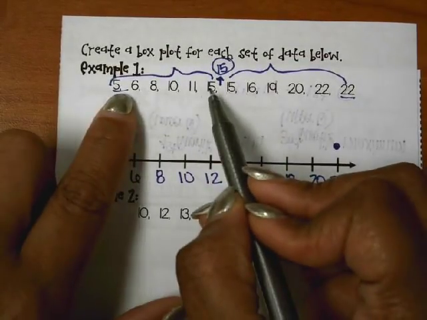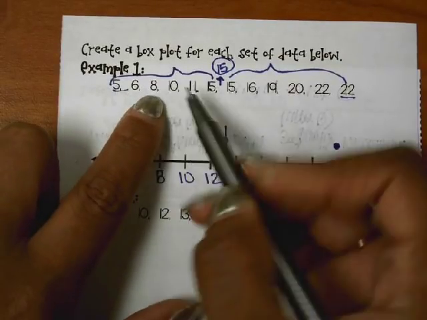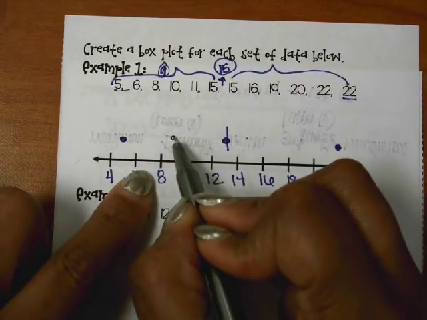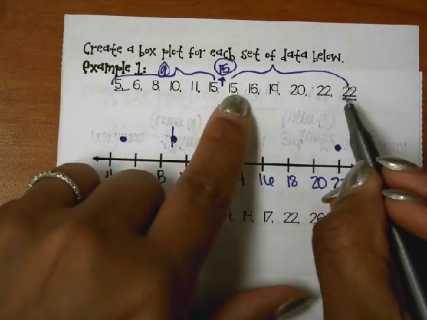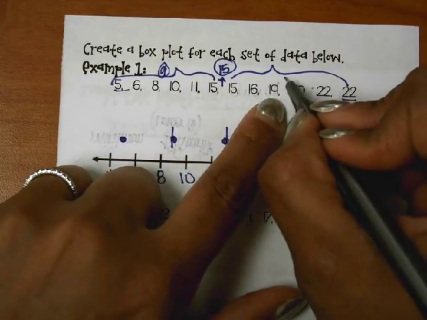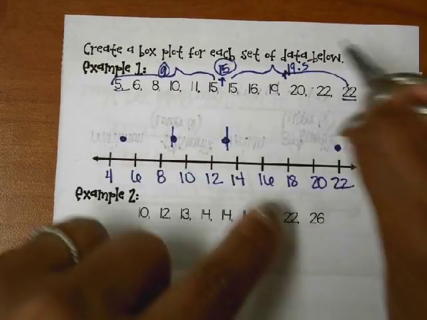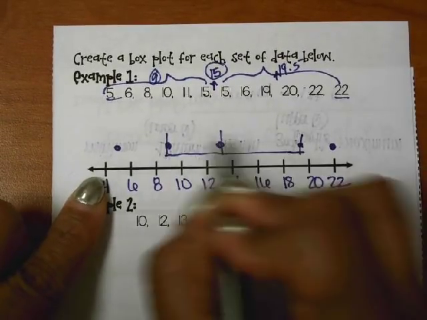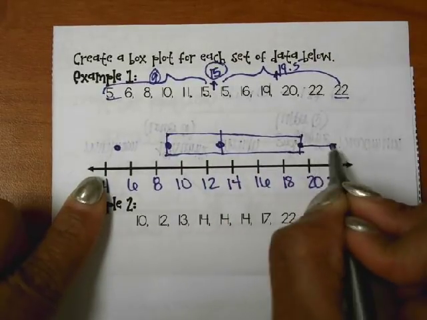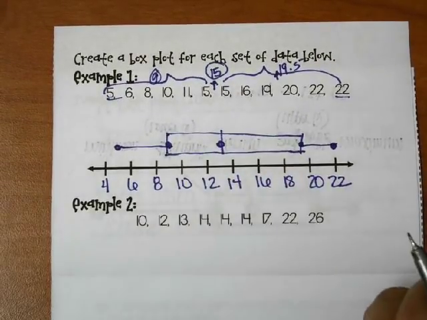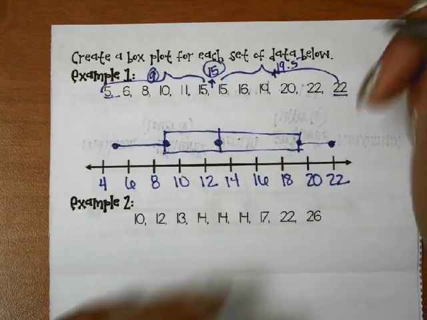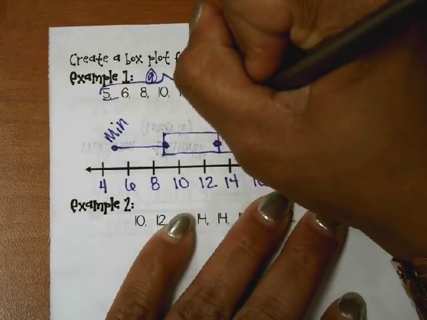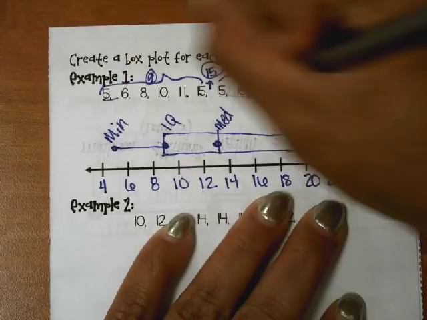And then I'll find my middle number for the lower half. 1, 2, 3. It's between 8 and 10, which means 9. And then I'll do the same thing here, and it's 19.5. So I'll say that's closer to 20. And then I'll draw my box and my whiskers. And therefore we have a box and whiskers. This is my max. This is my min, my median, first quartile, third quartile.